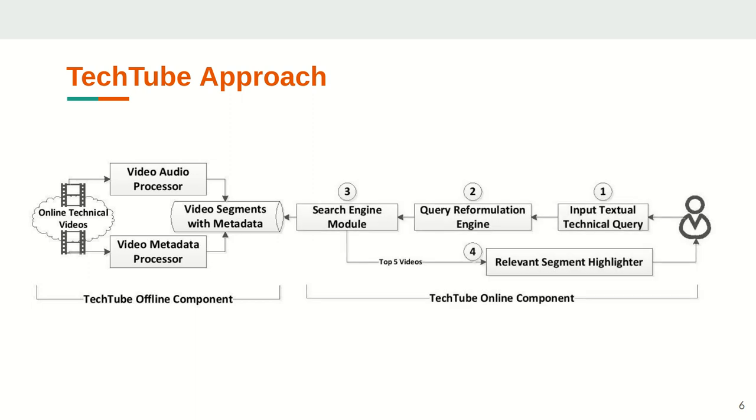On the other side, TechTube has an online component that performs multiple tasks in real time. The first module that takes part in the process is the input query processor. Since a well-dictated, non-noisy search query leads to more accurate outcomes, TechTube uses traditional text normalization methods, including stemming, lemmatizing, and stop-word removal to overcome this challenge.